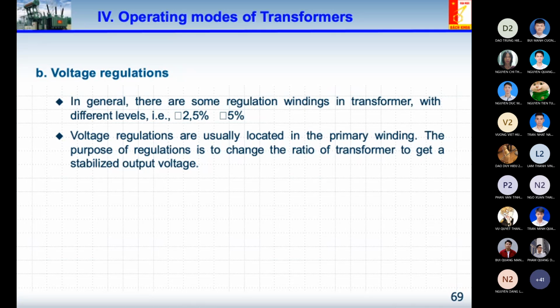Connected to a load, for example an inductive load, it means that the output voltage of the transformer is reduced too much. And for that we have to change it by increasing or reducing the turn number of the high voltage winding.